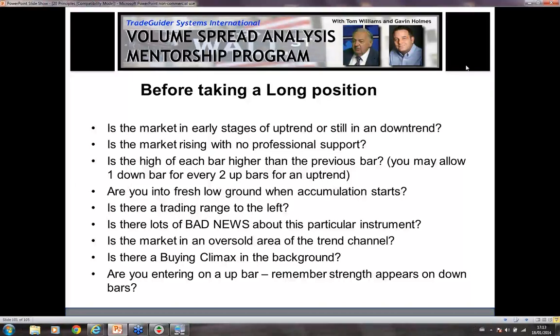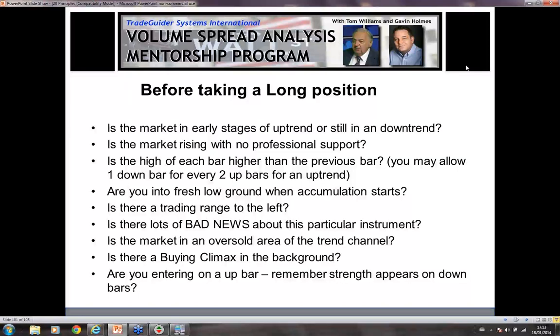Look at your trend channels. Okay, we'll do a couple of trend channels again in a minute to show you how you draw them. Are you oversold or are you overbought? If you've got weakness in the background, like a buying climax or the end of a rising market, you don't even consider going long. You think of shorts.